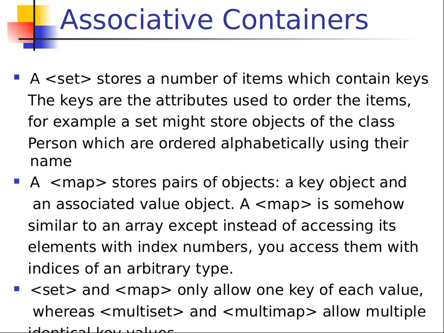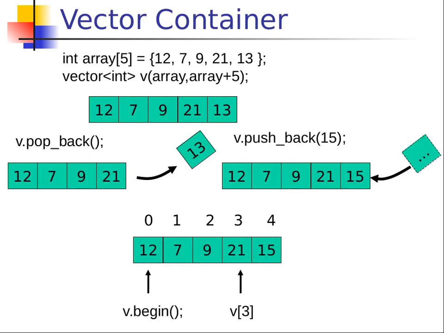All right, we talked about how a set stores the items which contain a certain key. A map is the key-value pair. Set and map only allow one key of each value. Multi-set and multi-map allow multiple identical keys. So that's how you can tell whether you want more than one or only want to keep them unique: use set or multi-set, map versus multi-map.